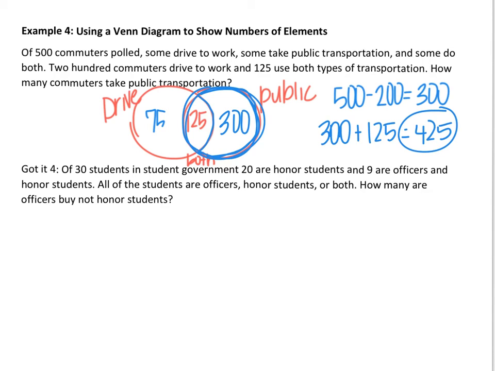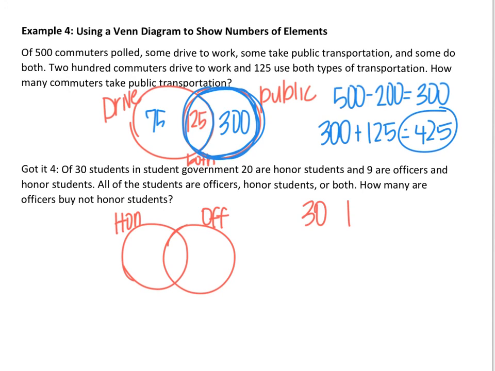Okay, got it. Number 4, I've got 30 students in student government. 20 are honor students, 9 are officers and honor students. All of the students are officers, honor students, or both. How many are officers but not honor students? We're going to say honors here, and we're going to say officers over here. We've got 30 total. And then it says that I've got 20 that are honor students, so 20 in that circle. 9 are both. So that means 11 of them are just honors.